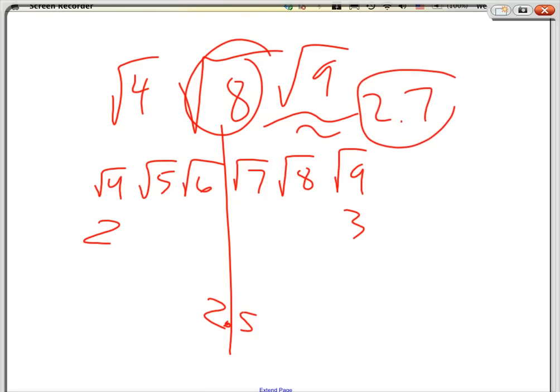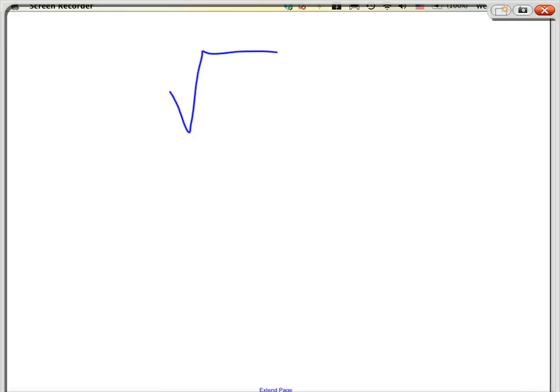Where did I get the 0.5? Look, 2 and 3, halfway between 2 and 3 is 2.5. Makes sense? Okay, try another one. What if I ask you to take the square root of 17?